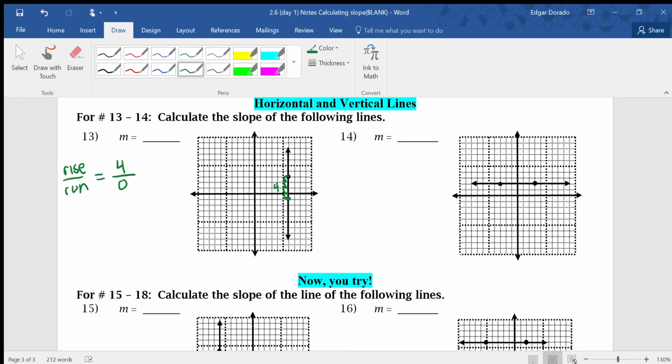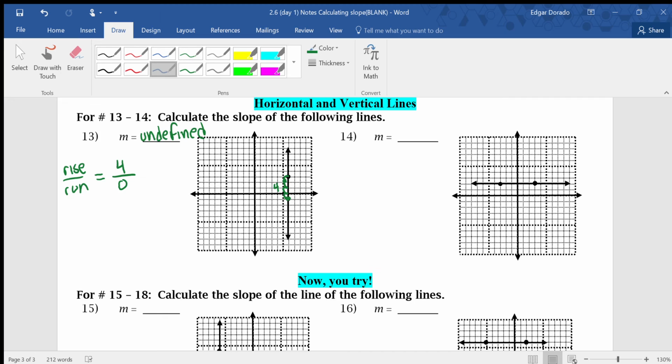Okay? Now, if you already tried that out, then you'll notice you'll get an error. This just means that this right here is an undefined slope. Okay, so let's start to make already a few conclusions here, or a few observations.